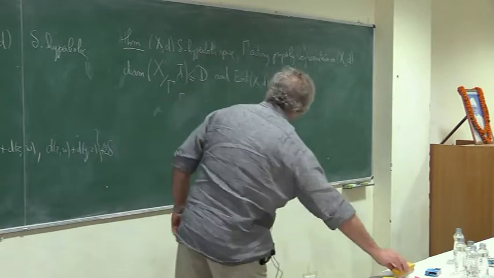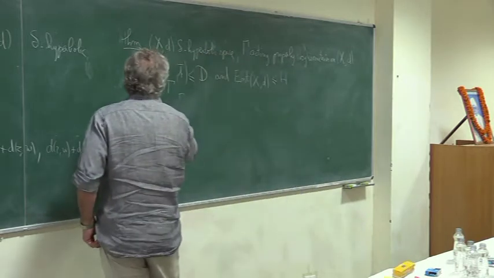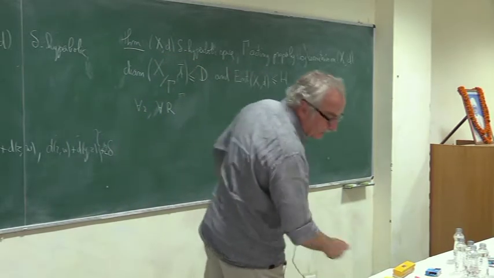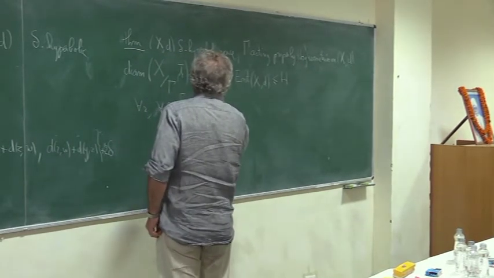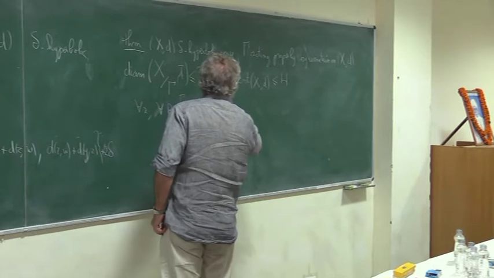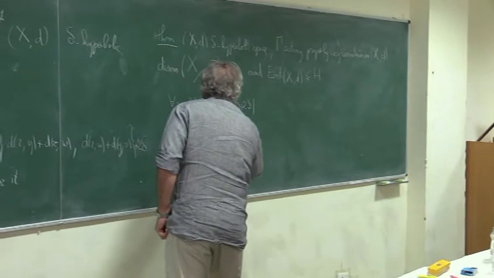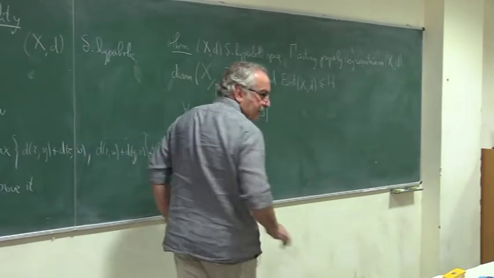Today I give a different version because it's simpler for the proof. So the radii are greater than 12 delta. And for any point x, we consider this counting measure on the orbit. I will come back to this in a second.